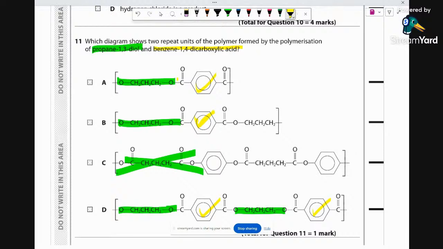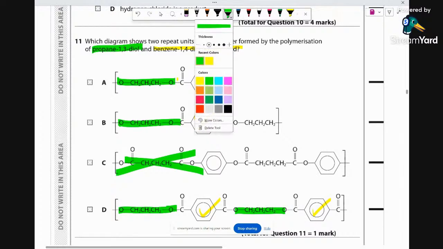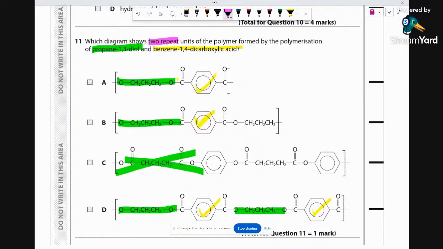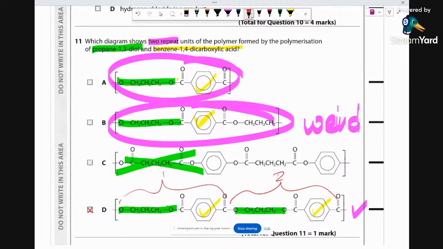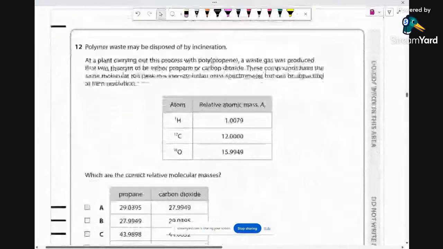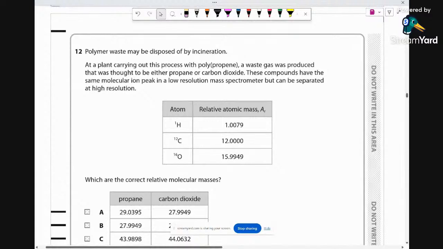Okay, the next part of the question is to identify 2 repeating units. So it's asked for 2 repeating units. This is a single repeat unit. This is 1.5 repeat units, which, by the way, is super weird. So let's just ignore that one. And I'm going to go for D. That seems much more right, because it's got 2 sections of repeated unit number 1, unit number 2. Nice, neat question. Next, polymer waste can be disposed of by incineration.